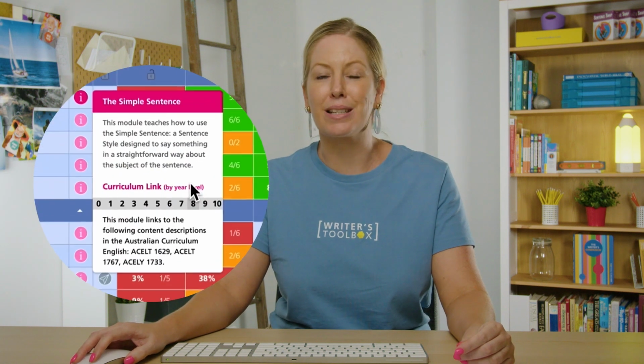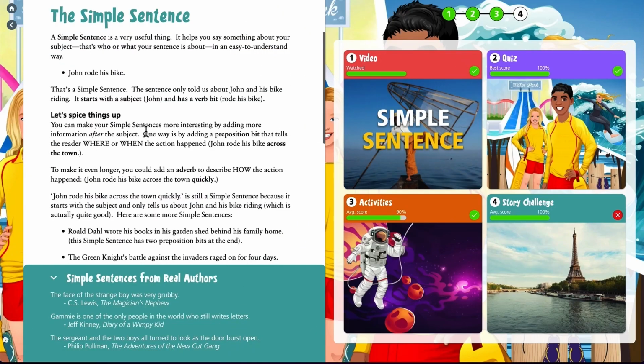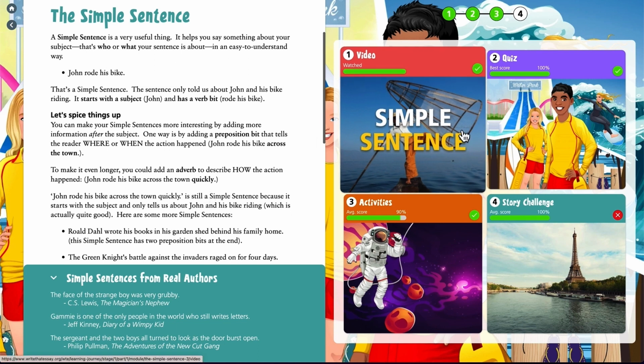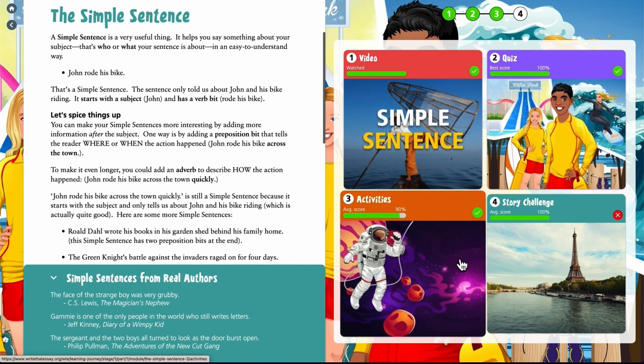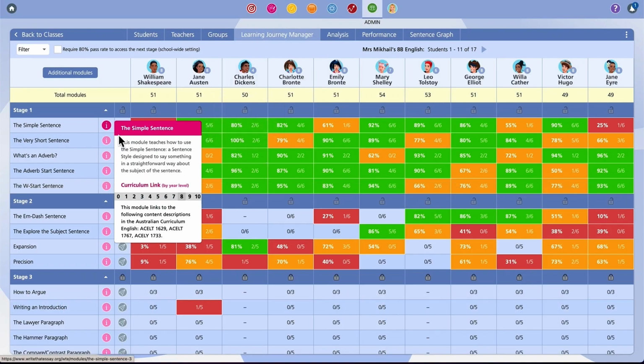So if I wanted to have a quick look at what the simple sentence module included, there's a little hyperlink here. So I just click onto the heading itself where it says the simple sentence, and it actually opens in a brand new window for me. So I can have a quick look at the module, and go and check out the activities, and then to return back to my Learning Journey Manager, I can just close that window back down and I'm back to where I was.